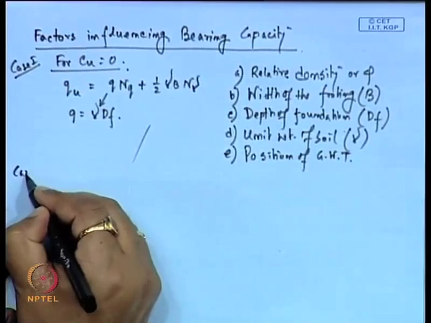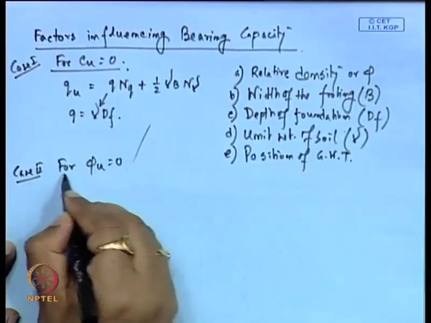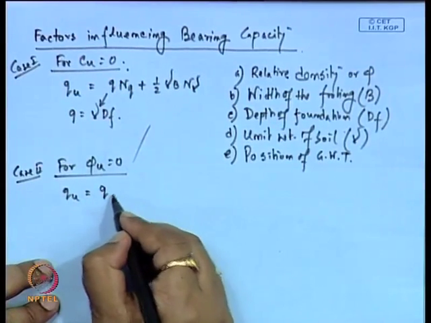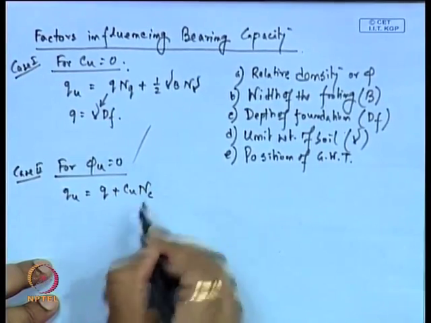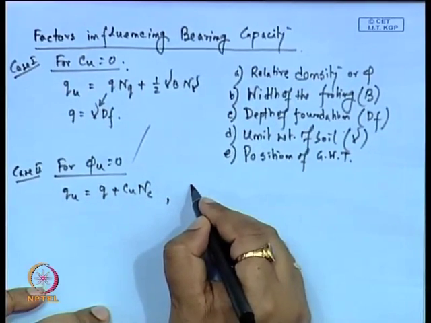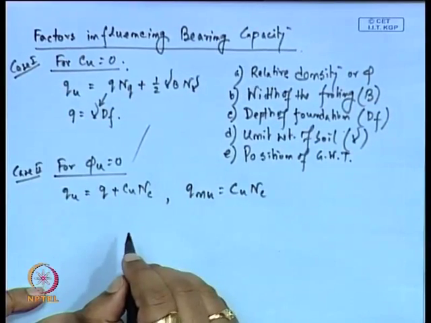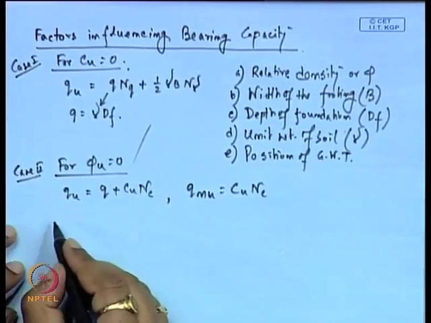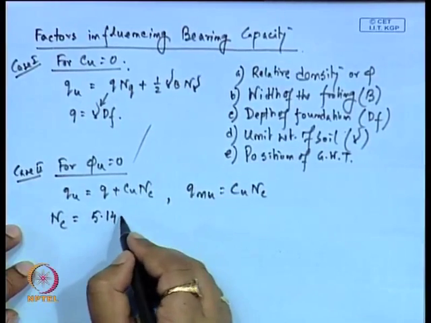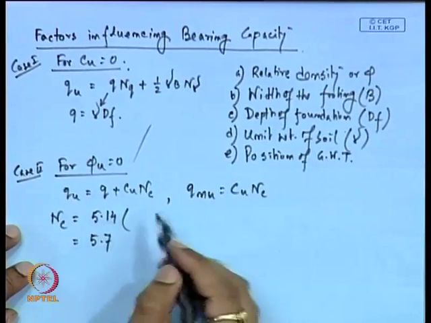So, next case, for phi equal to 0, you can write that Qu is equal to q plus Cu NC, and this is the ultimate load carrying capacity. Similarly, we can say that the net ultimate will be Cu NC. Now the NC value is given as 5.14 to 5.7. So this is the range of this NC value if phi is equal to 0.